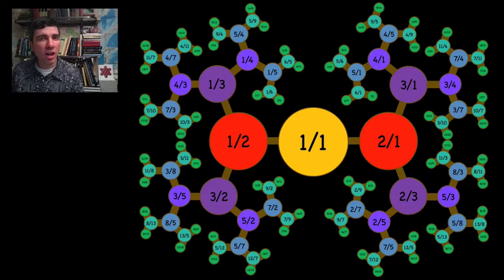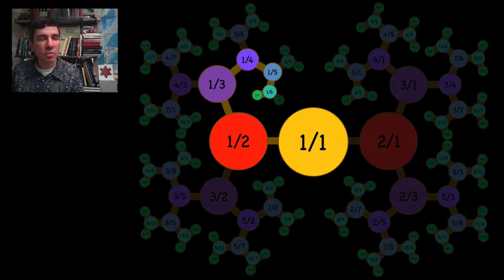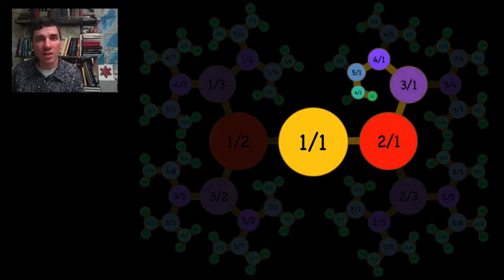Whenever you go clockwise on the tree, you must add the numerator to the denominator of each successive fraction. Whenever you go counterclockwise on the tree, you must add the denominator to the numerator on each successive fraction. So that means that any time that you're going counterclockwise, you're going to be ending up with a fraction more than 1, and whenever you're going clockwise, you're going to be ending up with a fraction less than 1.